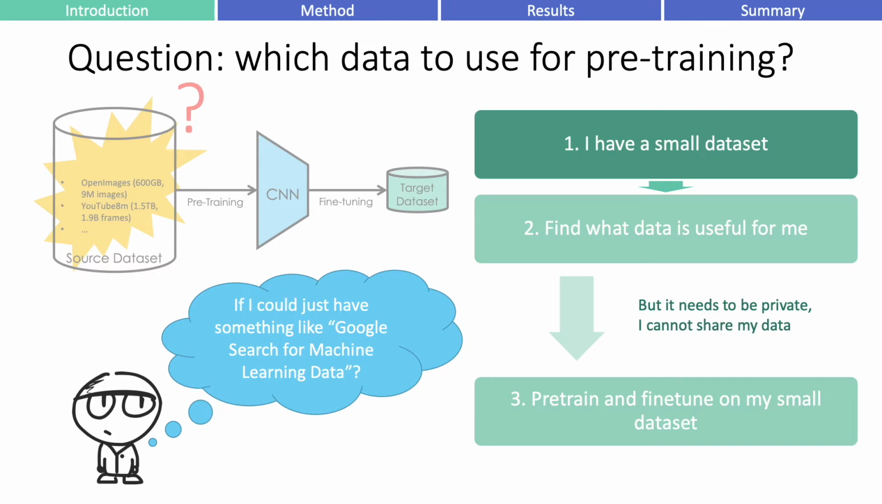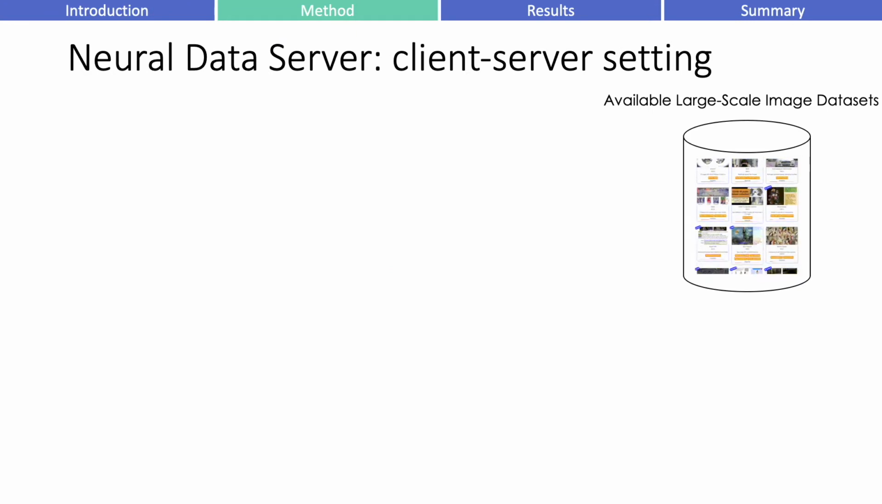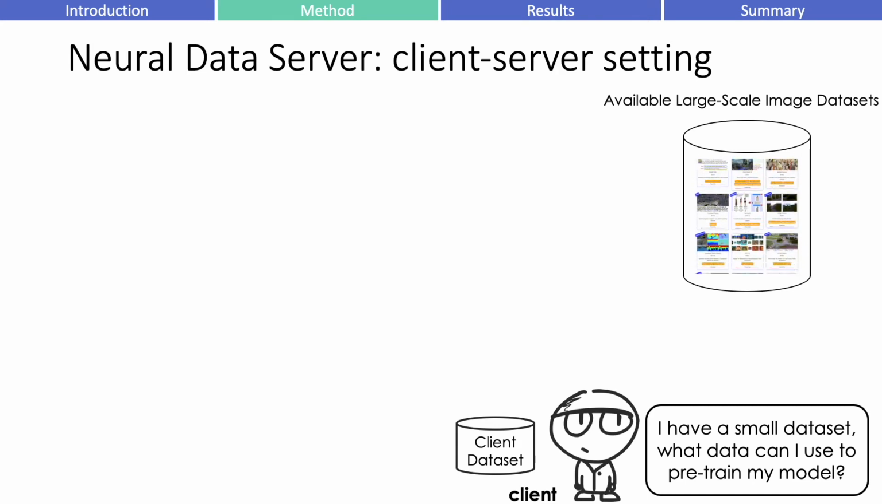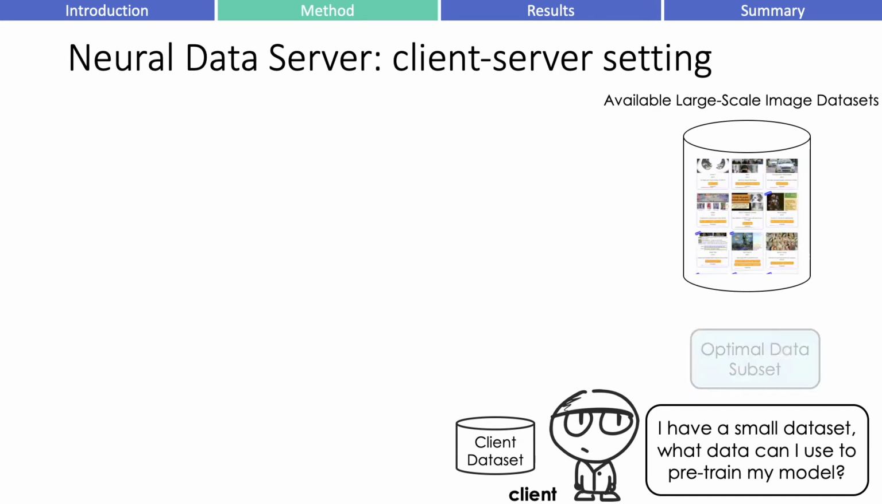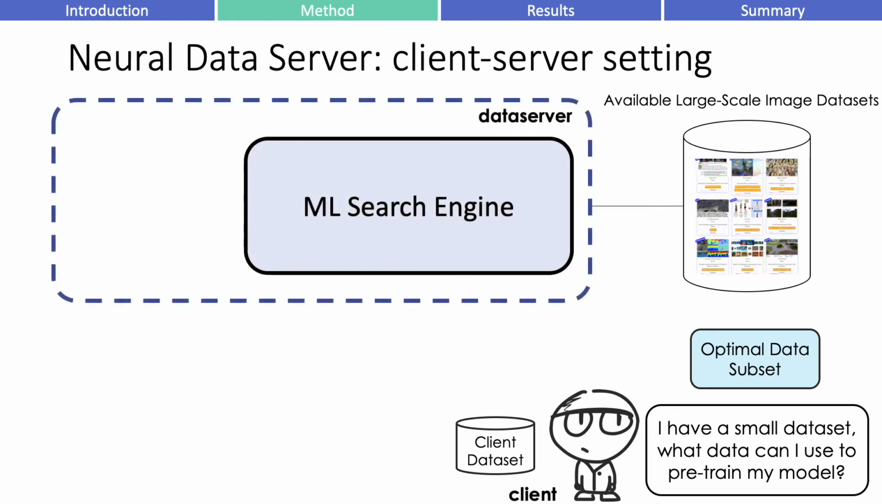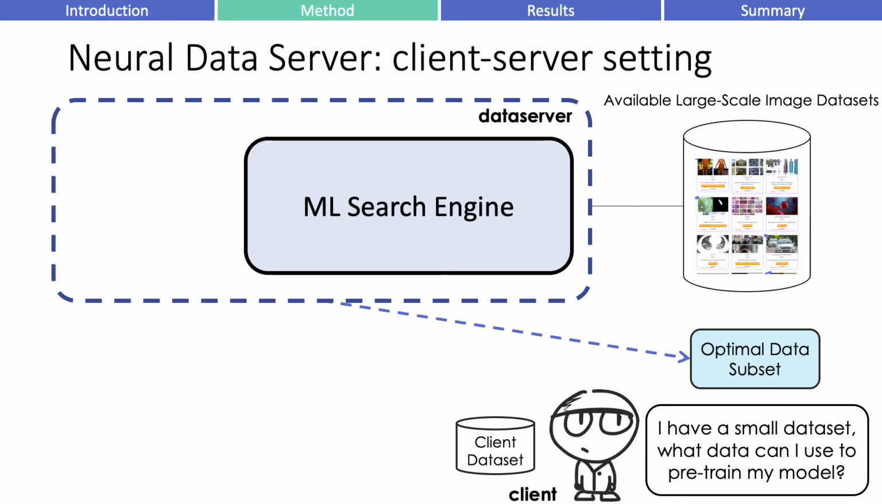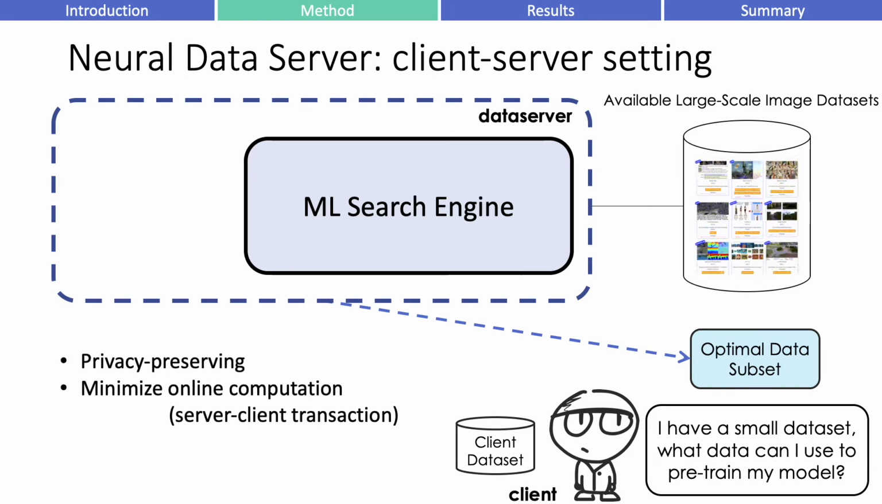Given a particular small target dataset, we would like to find a relevant subset of data for better pre-training. We consider a client-server setting to model this problem. A client is the target domain, an end user with a small dataset, and it wants to obtain a budget-constrained amount of data to use to pre-train its model. A data server has access to massive source datasets and aims to suggest the most relevant samples to a client. Having this client-server model implies the privacy-preserving nature, where the data server does not have access to the client's data. And we also want to minimize online computation, allowing the data server to serve many clients in parallel.